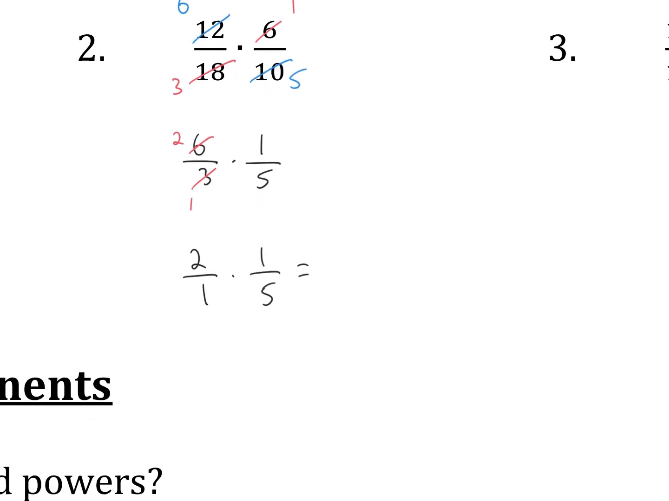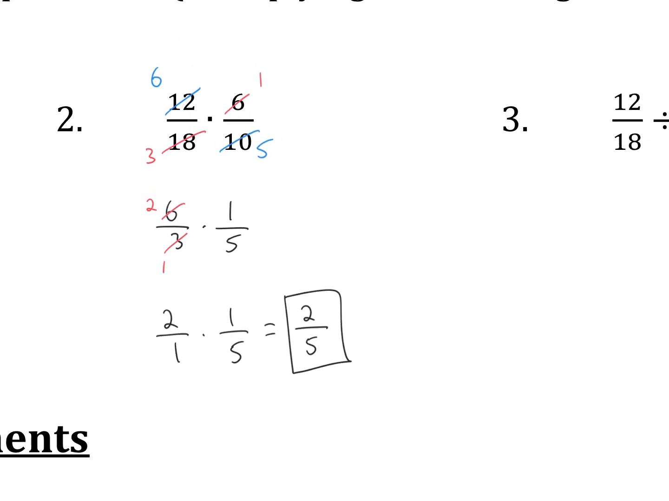Now we can just multiply straight across. So 2 times 1 is going to be 2. And we have 1 times 5 is going to be 5. So you could multiply straight across there to 12 times 6 and 18 times 10. But then you're going to have to reduce a really big number. What's that? 72 divided by 180, which is going to require some reducing anyway. So nothing wrong with that, but it gets a little bit messy.